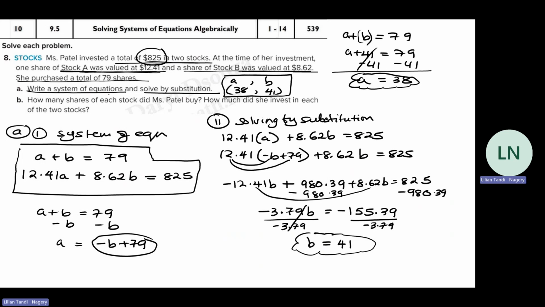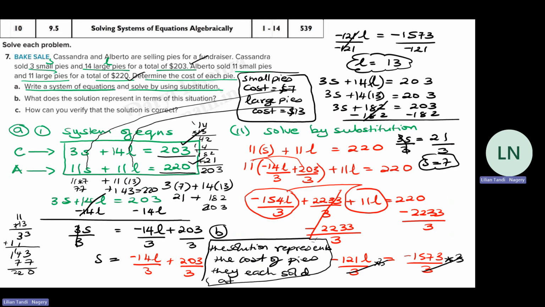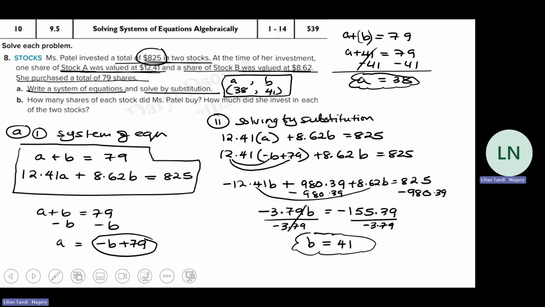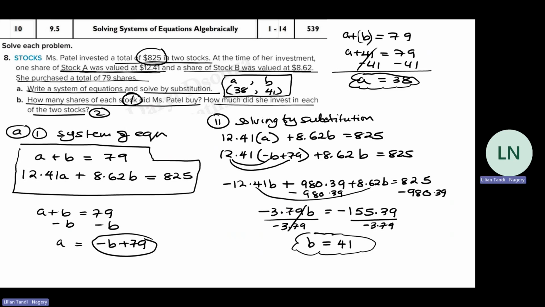Okay. So you've just finished A. Did we box our answer here? Yes, we wrote it over there. Yes, here it was our answer. Okay. All right. So now, how many shares of each stock did Miss Patel buy? Okay, so you're going to write part B. But question B has two questions. There's B part 1 and B part 2. How many shares of each stock did Miss Patel buy? B part 1.